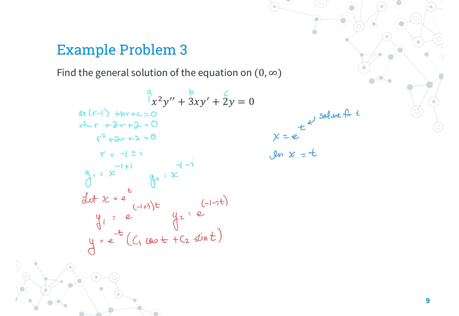And then what we're going to say is, okay, well, that means now I can rewrite this to transform it back into a function of x's. Well, I no longer have a t, so it's now e to the negative natural log of x times c1 cosine of natural log of x plus c2 sine natural log of x. And this agrees with the formula we were given because here omega is 1.